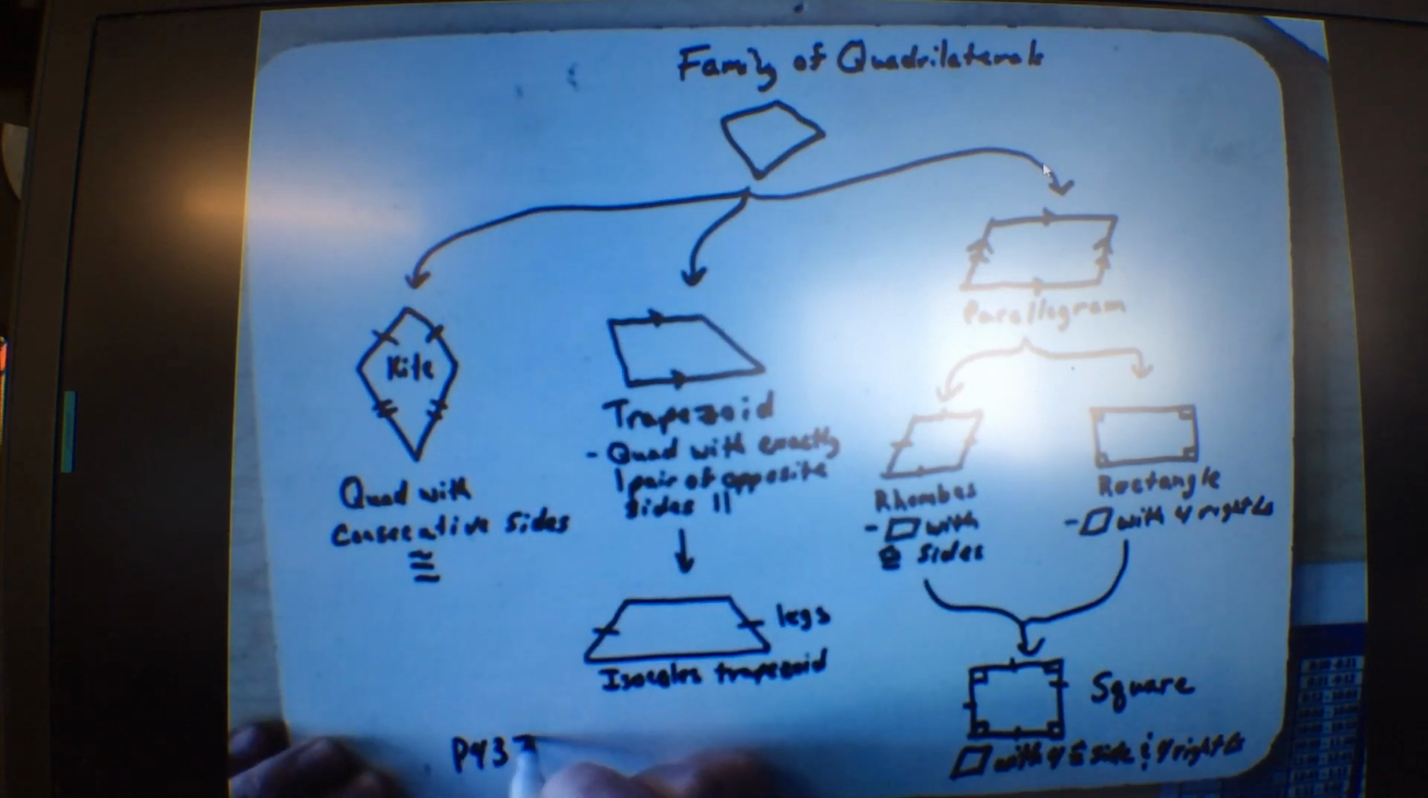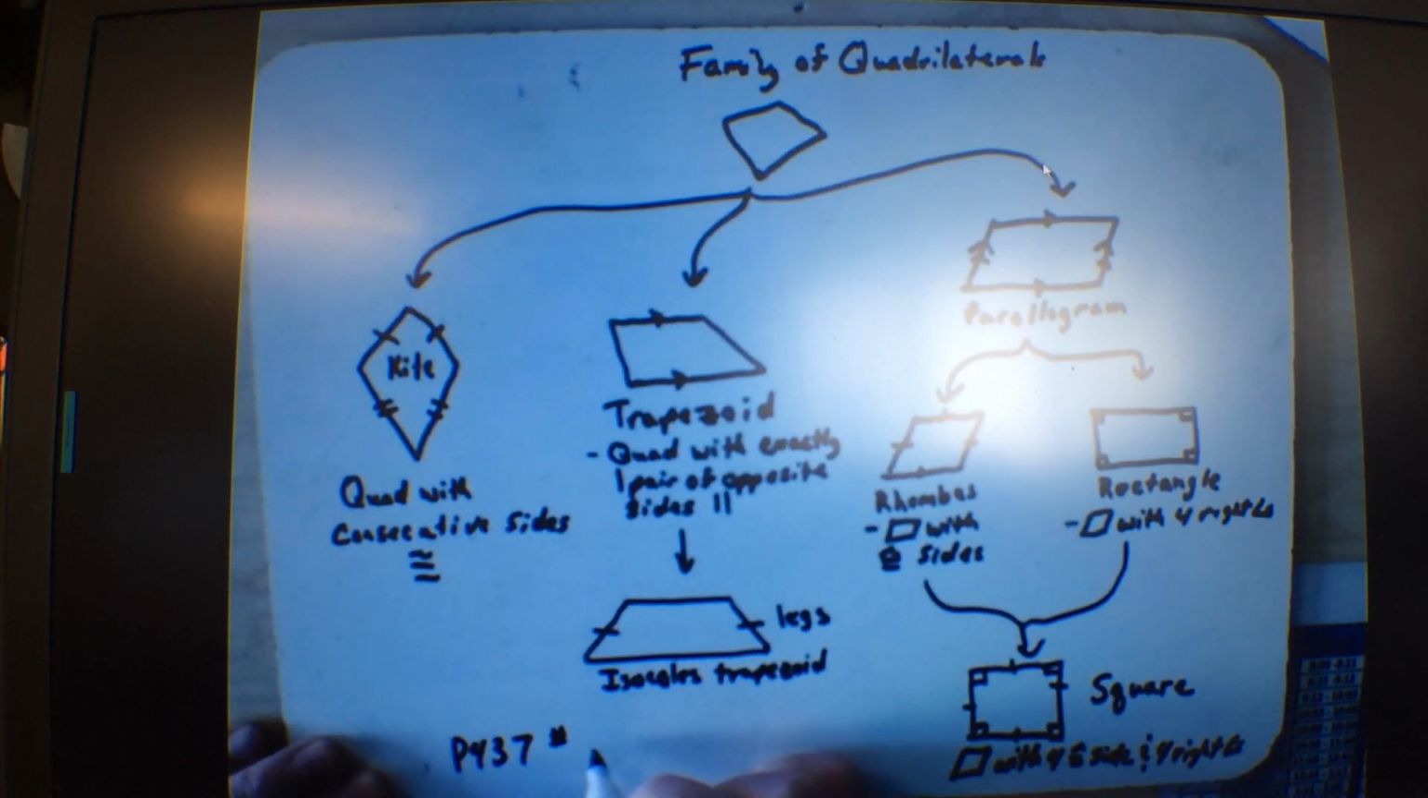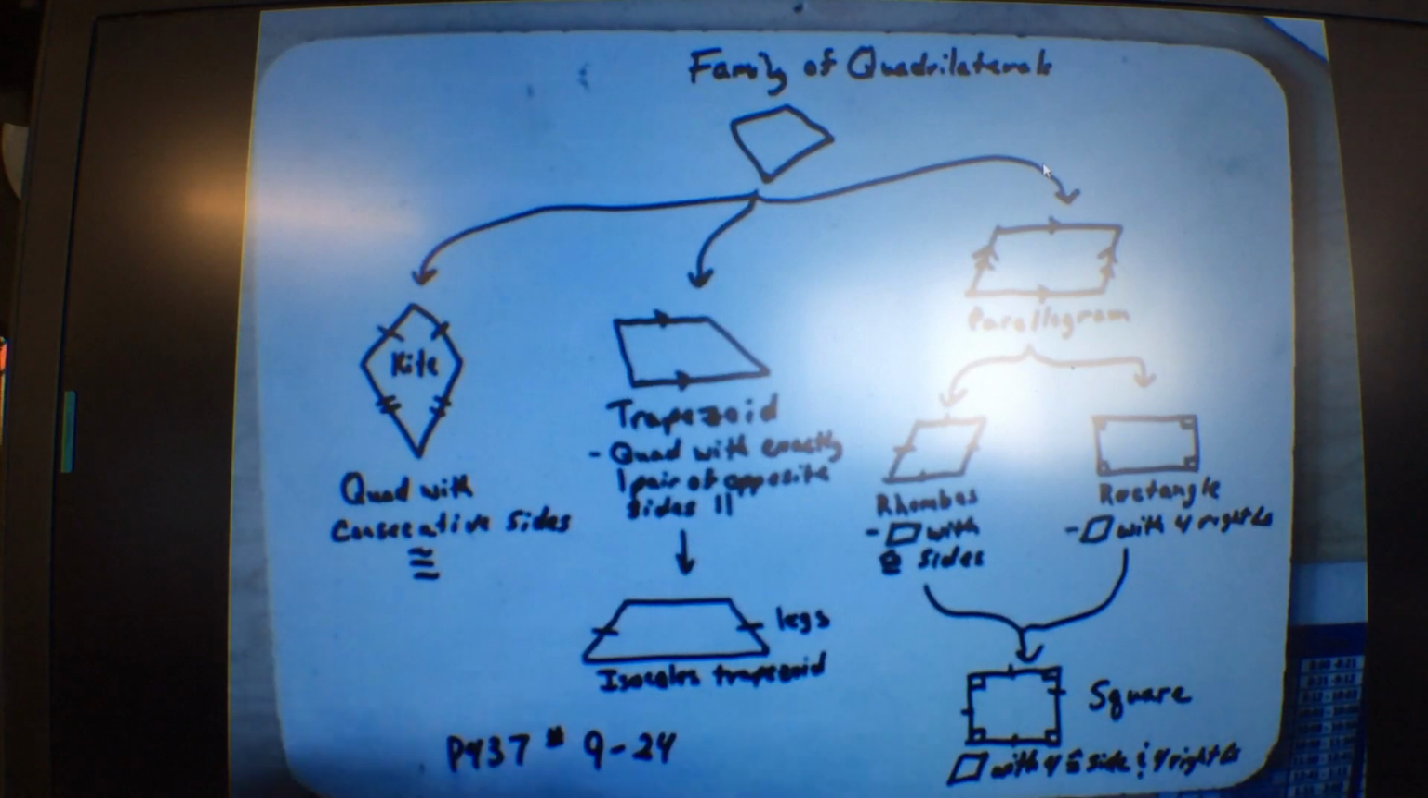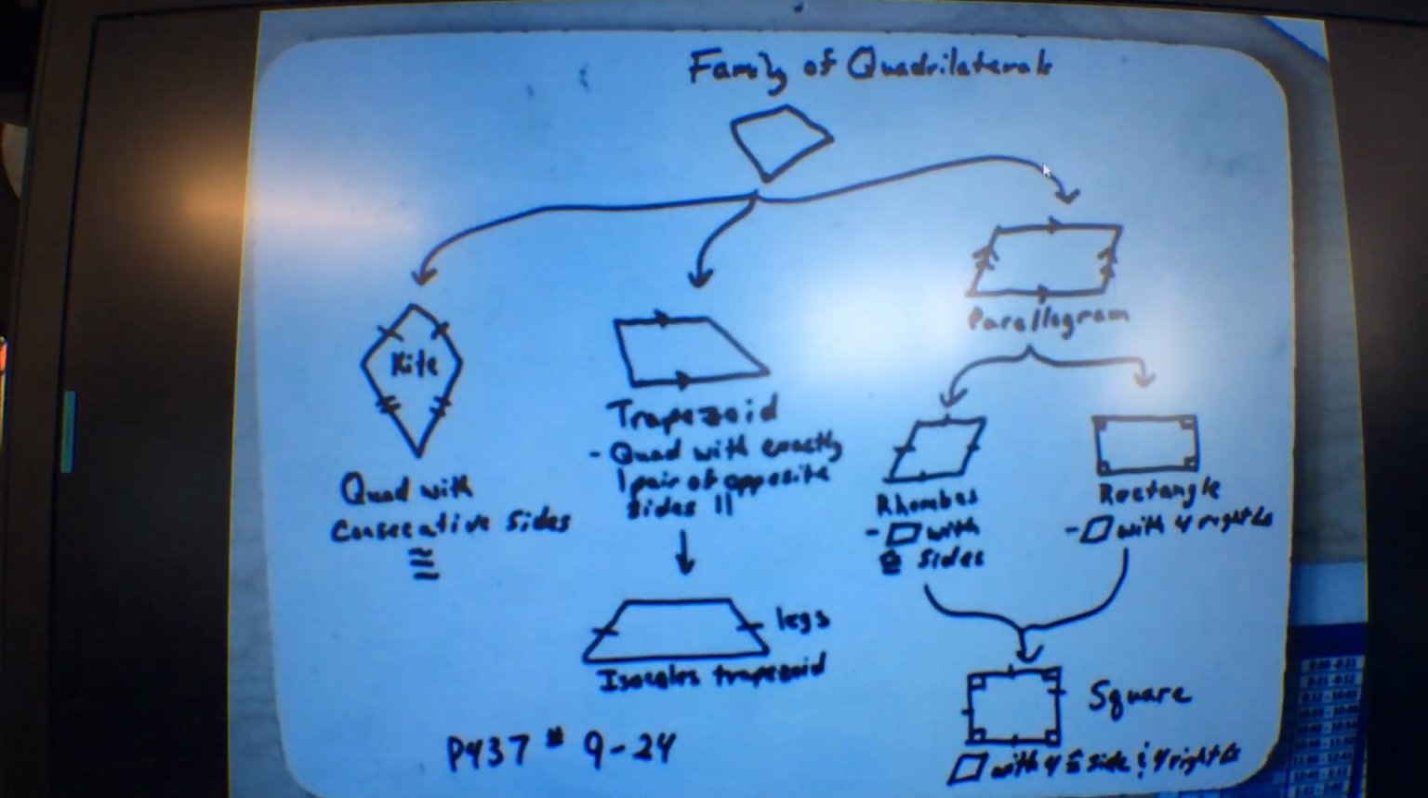It's page 437, numbers 9 through 24. Okay? 9 through 24. Page 437, 9 through 24. It is due Thursday. All right, it is due Thursday.